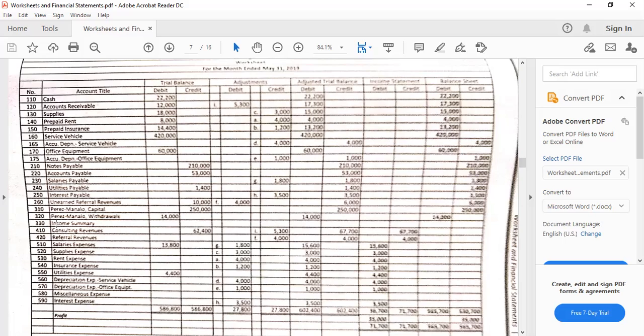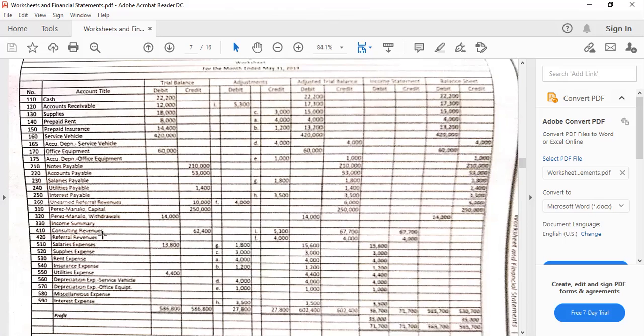Then income summary is part of overall equity, of course. So capital, withdrawals, income summary, they're part of equity. Then revenues, from consulting revenues down to referral revenues, and expenses. So if we know the order, we wouldn't find much difficulty here.